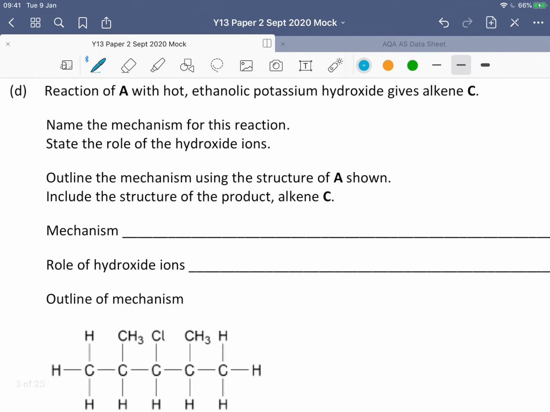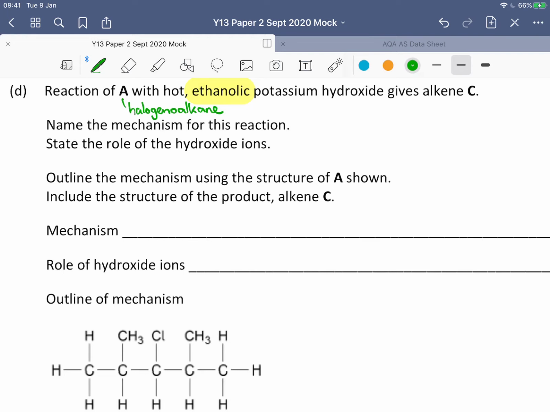So we've got A reacting again. So it's still a halogenoalkane. However, our conditions are different. So this time it's hot, but the key thing here is it's ethanolic. Interestingly, they've given us a different metal hydroxide. So I wonder if that was something to try and distract us. But again, we know we've never done a mechanism involving a metal, so it's irrelevant.